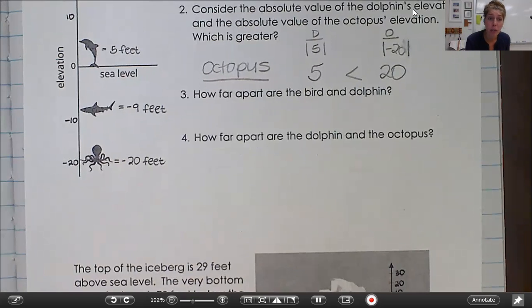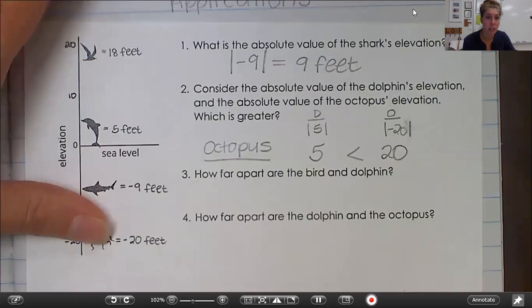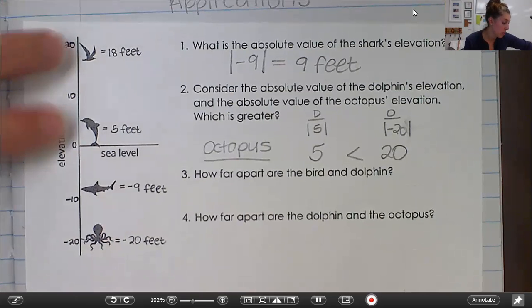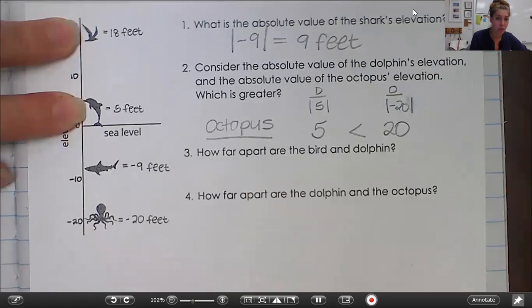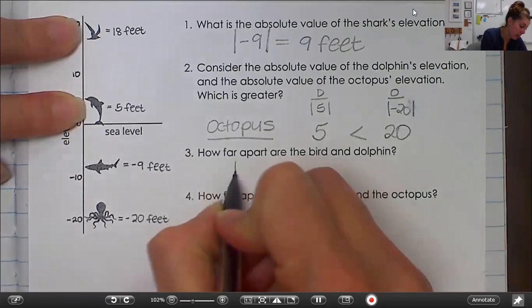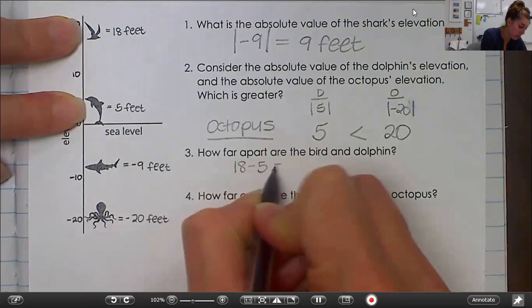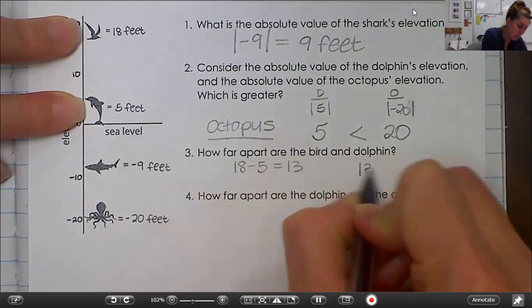How far apart are the bird and the dolphin? Oh, sorry, can't scoot up that higher. We can't see it. So the bird and the dolphin, this is kind of like the distance question we just went over. So the bird and the dolphin are 18 minus 5. They are 13 feet apart.